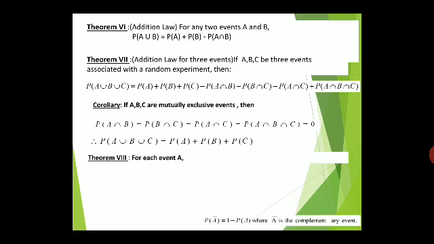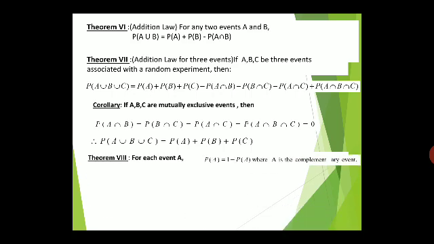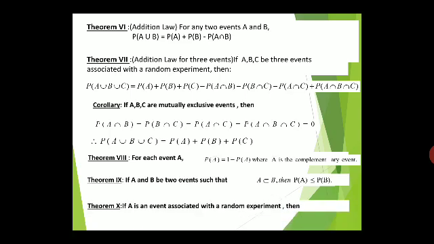Then theorem 8. For each event A, probability of A bar equals 1 minus P(A), where A bar is the complement of the event. Then theorem 9: if A and B are two events such that A is a subset of B, then probability of A is less than or equal to probability of B. Finally, theorem 10: if A is an event associated with a random experiment, then probability of A lies between 0 and 1.